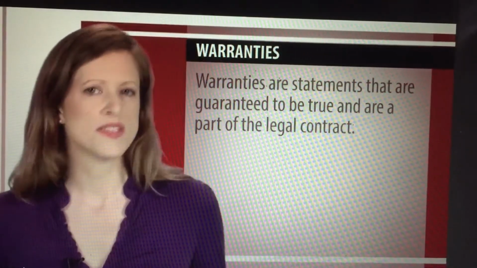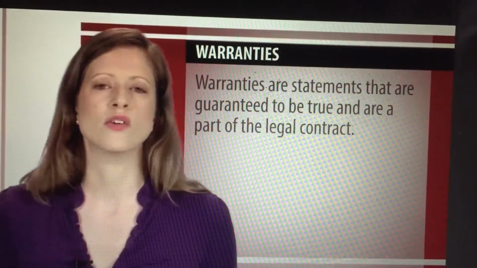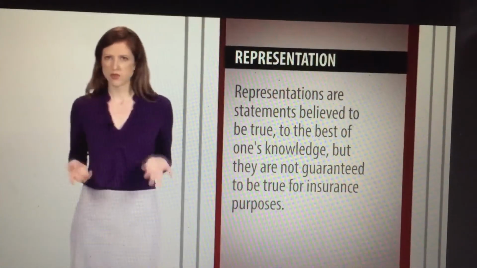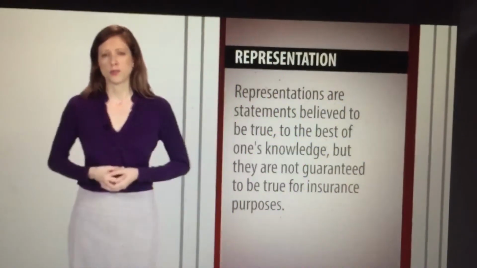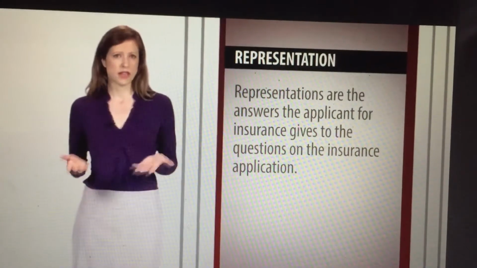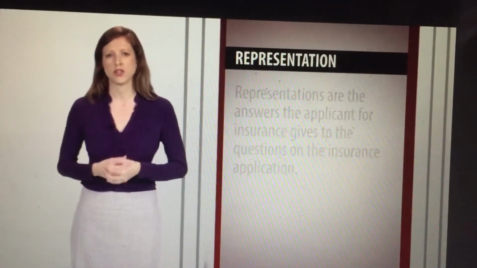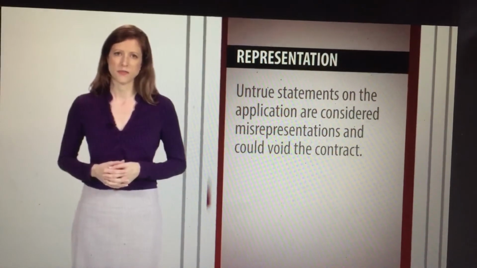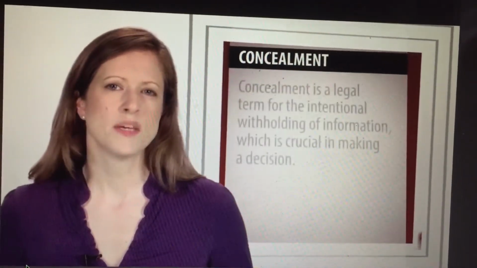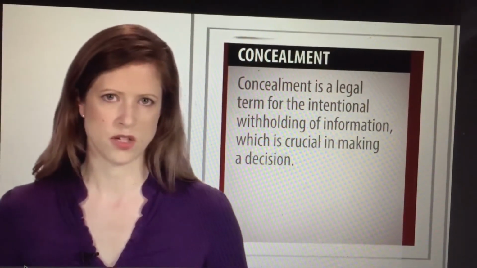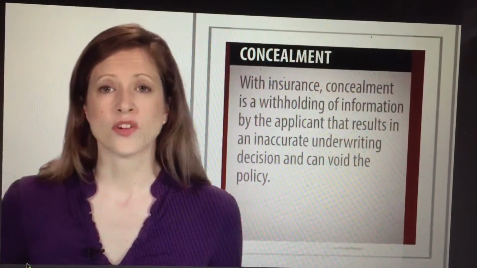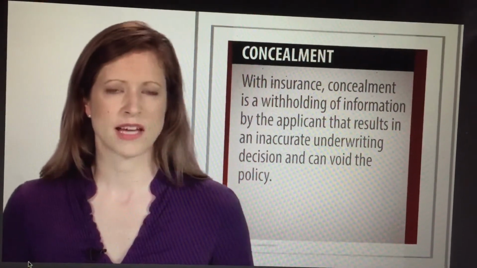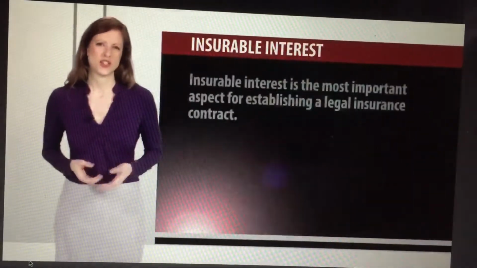Warranties. Warranties are statements that are guaranteed to be true and are part of the legal contract. Representation. Representations are statements believed to be true to the best of one's knowledge, but they are not guaranteed to be true for insurance purposes. Representations are the answers the applicant for insurance gives to the questions on the insurance application. Untrue statements on the application are considered misrepresentations and could void the contract. Concealment. Concealment is a legal term for the intentional withholding of information, which is crucial in making a decision. With insurance, concealment is a withholding of information by the applicant that results in an inaccurate underwriting decision that can void the policy.